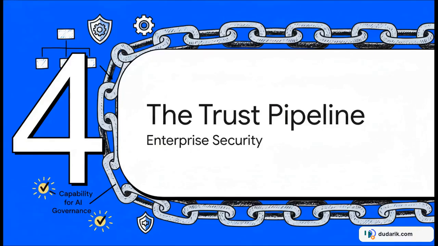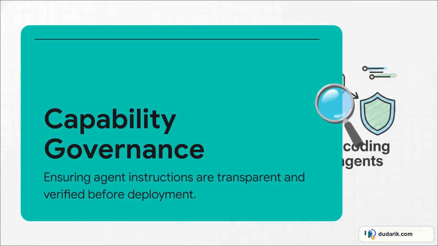Section 4. The Trust Pipeline and Enterprise Security. This introduces a concept called capability governance. It's all about ensuring the instructions an agent uses are transparent, proven, and rigorously verified before they're ever deployed. You see, scaling agent use across a team requires way more than just runtime guardrails that stop an agent from doing something bad in the moment.